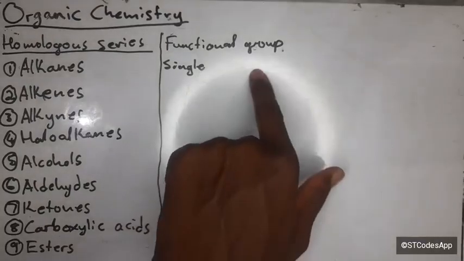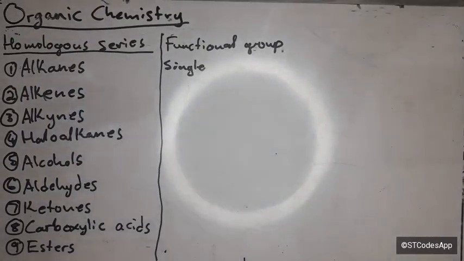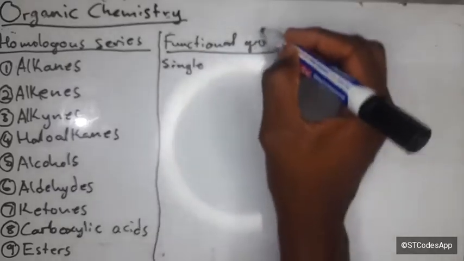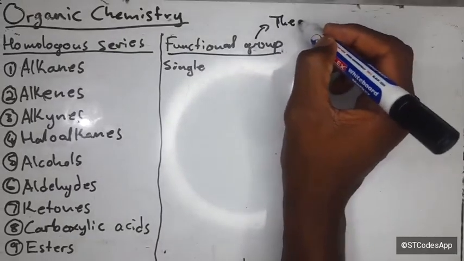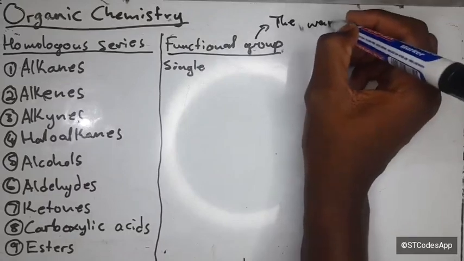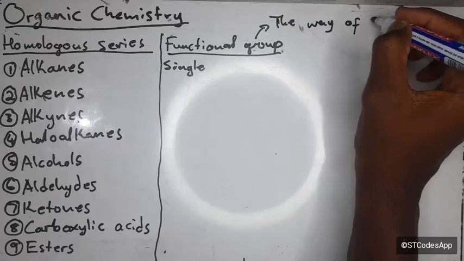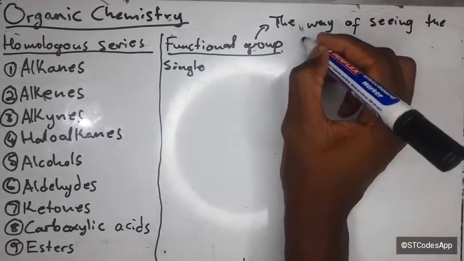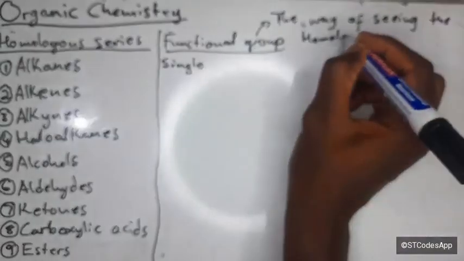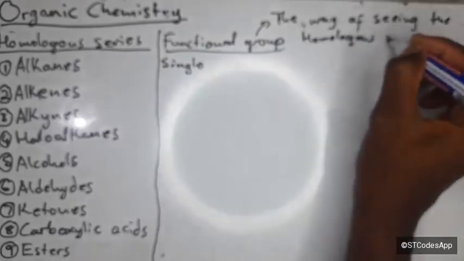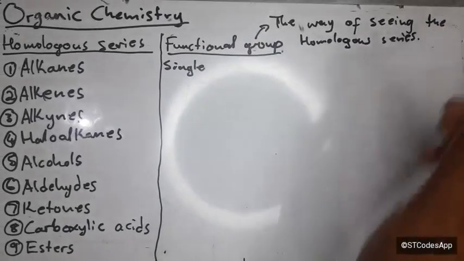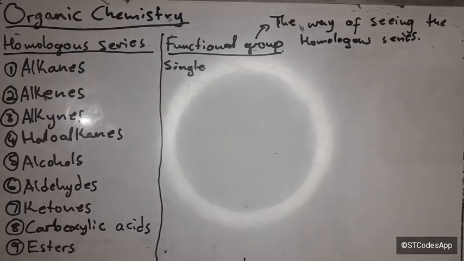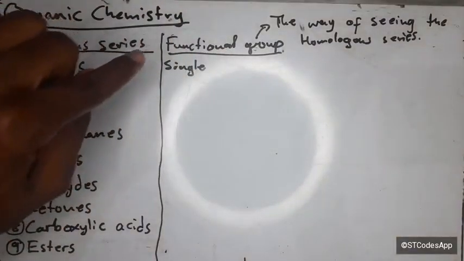With functional group, the simple way of knowing it is that the functional group is the way of seeing the homologous series. So if you want to know what type of homologous series you have for that specific compound, you notice that by the functional group. But anyways, let's continue.